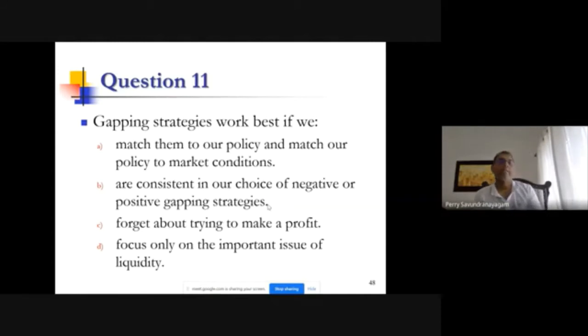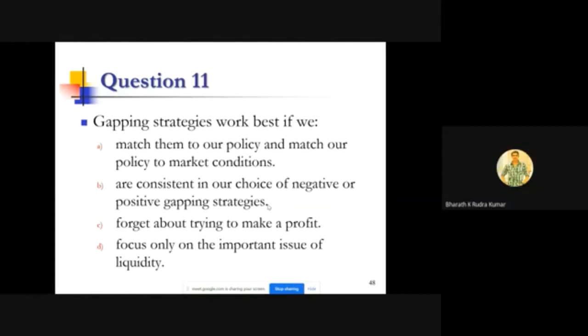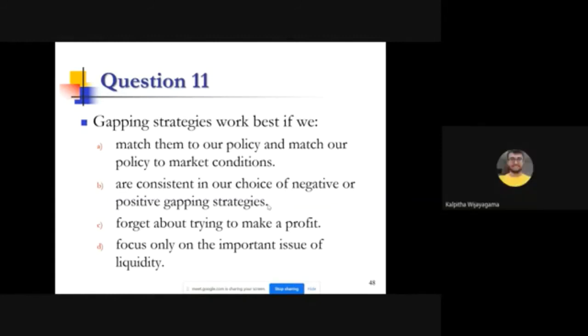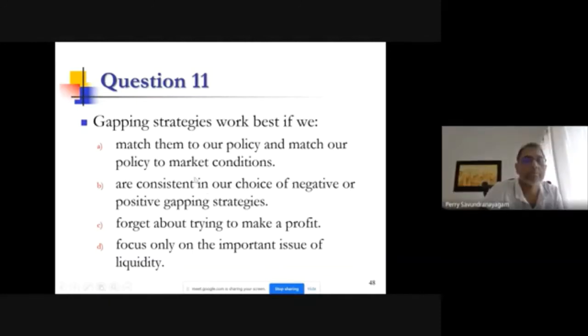Okay. Gapping strategies work best if we match them to our policy and match our policy to market condition, are consistent in our choice of negative or positive gapping strategies, forget about trying to make profit, focus only on the important issue of liquidity. How does it work best? B. B. Anybody else? A. A. Okay.